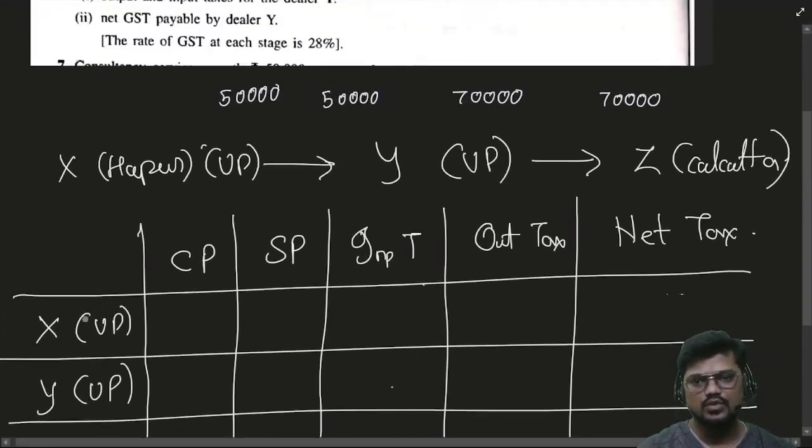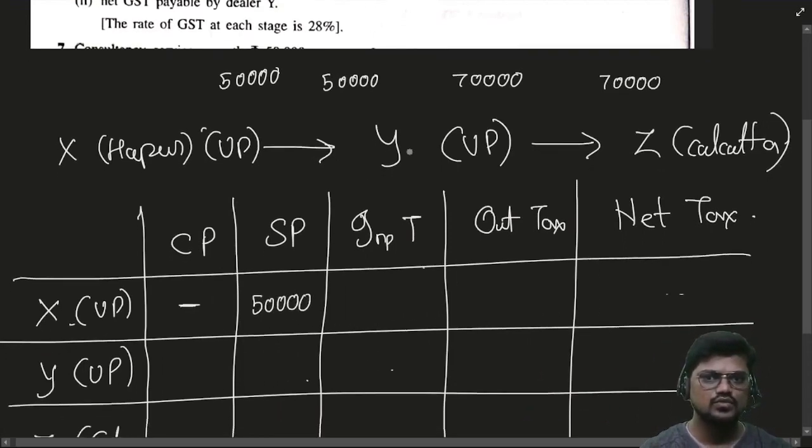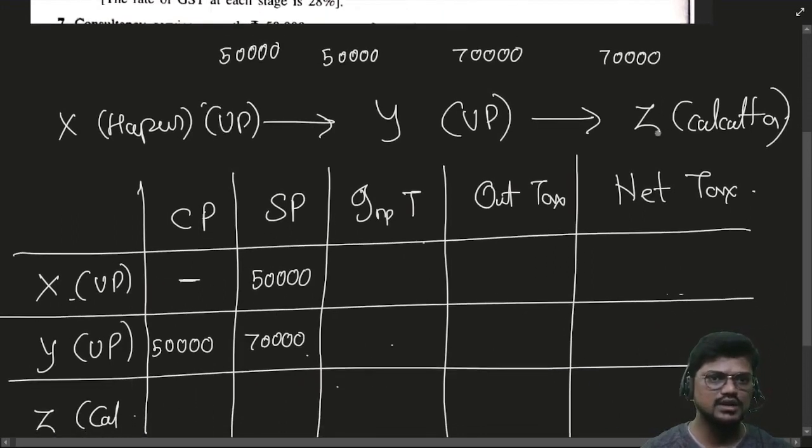Now, what is the cost price? There will be no cost price for the person at Habalpur, maybe he is the manufacturer. The selling price is 50,000. For the dealer Y, the cost price is 50,000 and the selling price is 70,000. For the dealer Z, the cost price is 70,000. Since he is the end user, the customer, he will not sell it, so the selling price for him will be nothing. Is everything clear up to here?